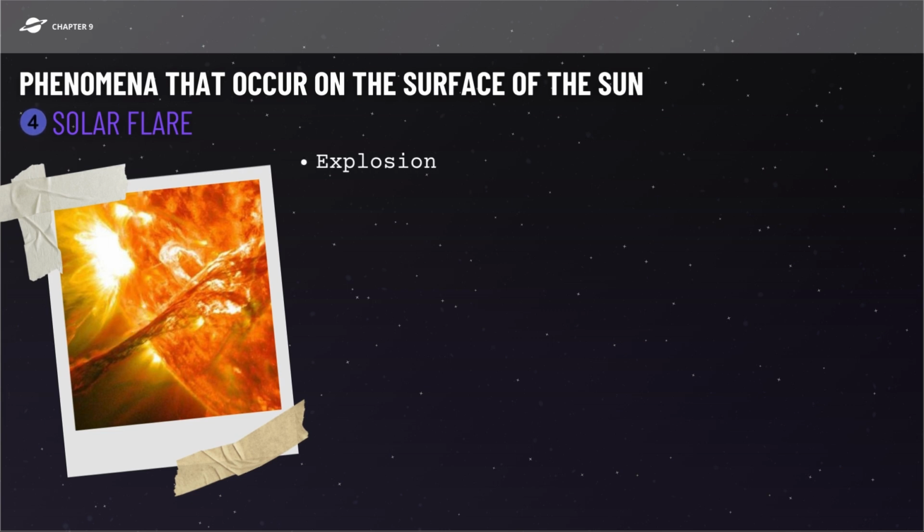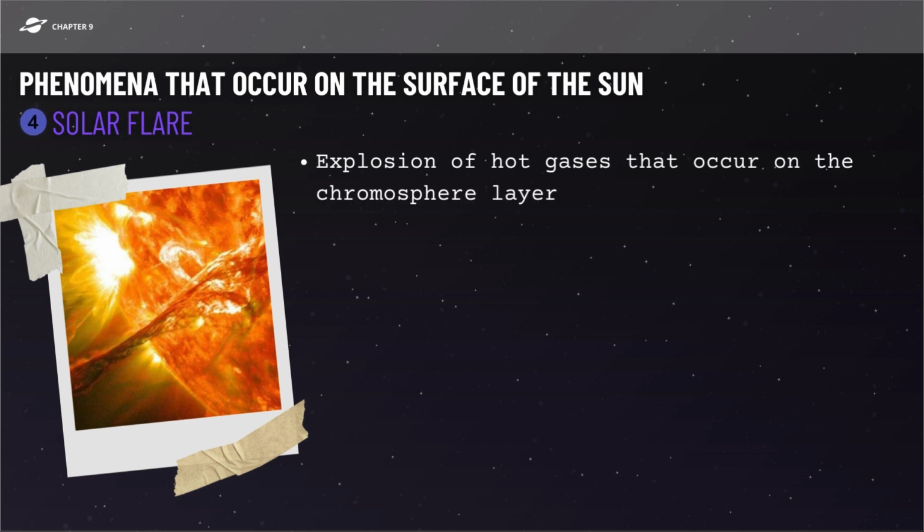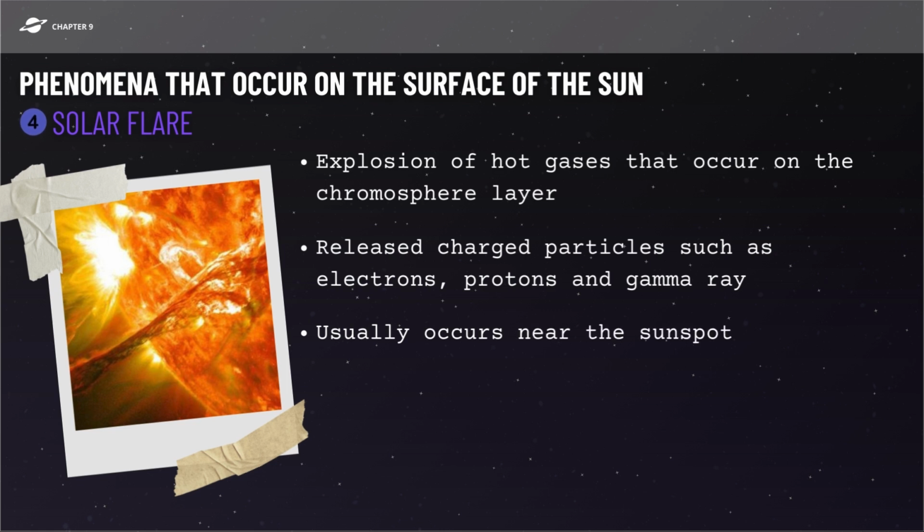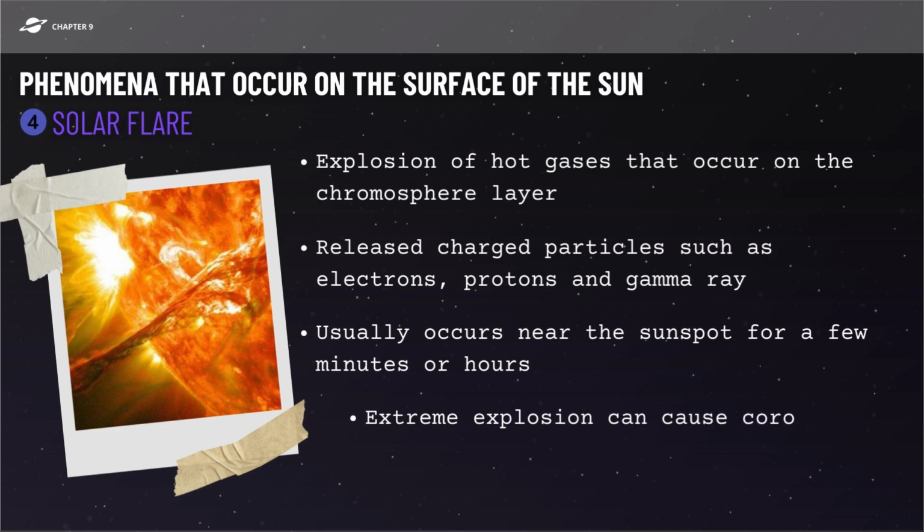Solar flares are explosions of hot gases that occur on the chromosphere layer. It releases charged particles such as electrons, protons, and gamma rays. It usually occurs near the sunspot for a few minutes or hours, and extreme explosions can cause coronal mass ejections.